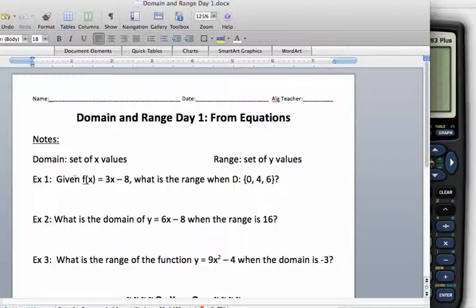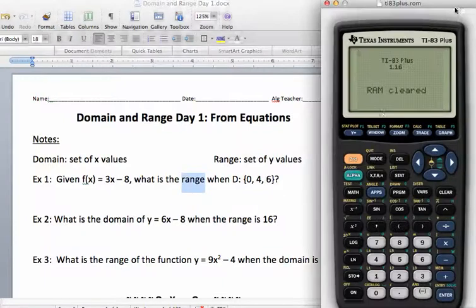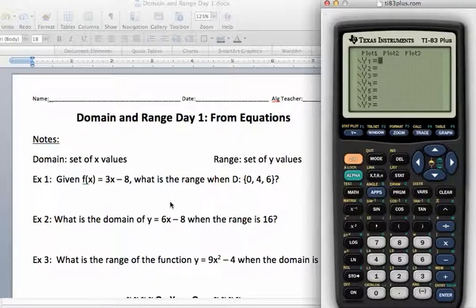Okay, so here, example 1. Given f of x, that just means y, by the way. Given f of x equals 3x minus 8, what is the range, so what's y, when the domain, and that D stands for domain, is 0, 4, and 6. Okay, this is really easy to do in the calculator. So you get your calculator, and we're going to hit y equals, and plug in 3x minus 8.